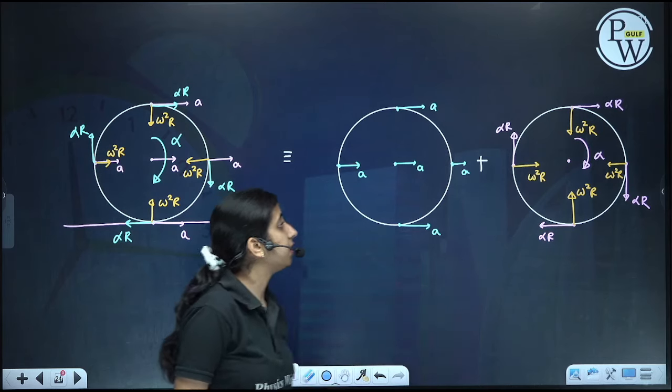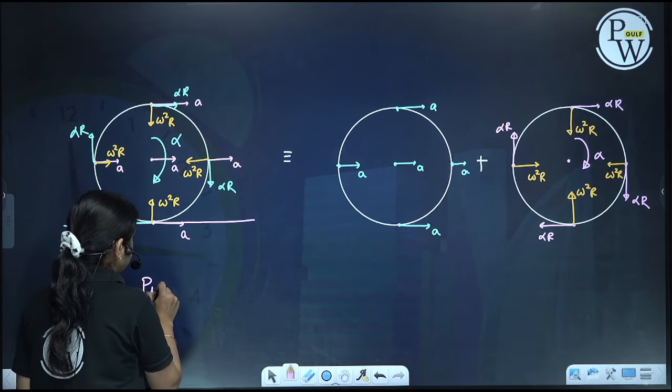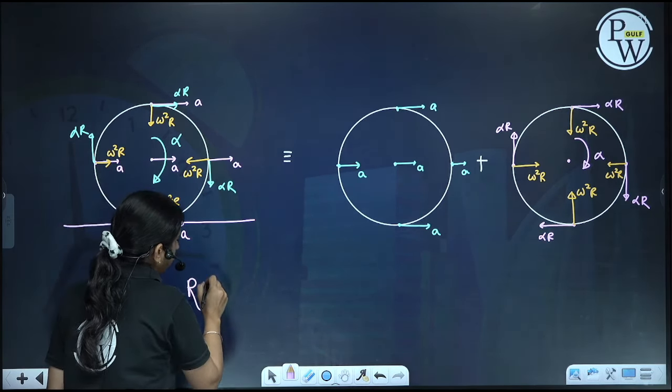Now what will be the condition of pure rolling in this case? The condition for pure rolling motion in this case will be a must be equal to alpha r. The contact point cannot accelerate forward or backward with respect to the ground. Okay, this is pure rolling motion on a horizontal surface. Now let us see pure rolling motion on an incline.